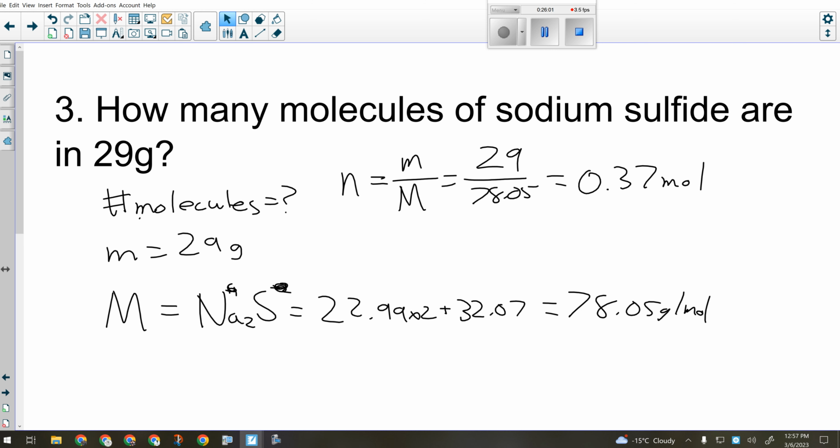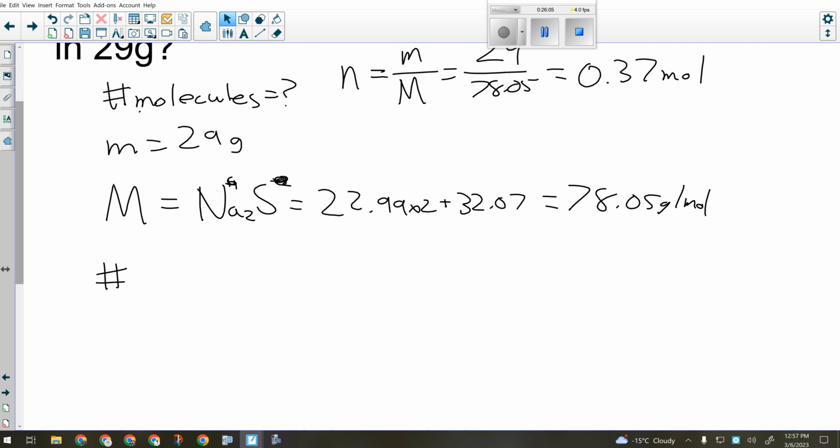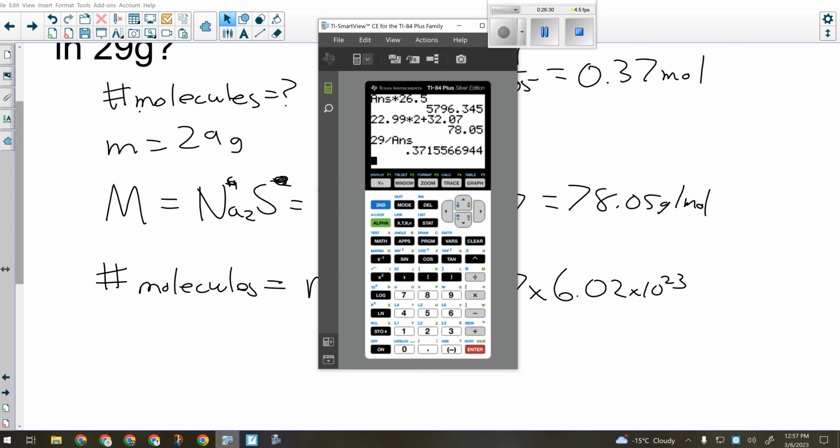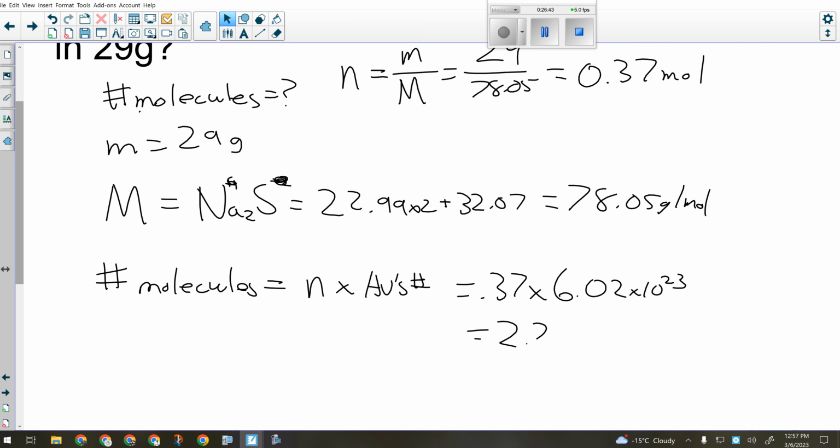Okay, and now that I know n, I can calculate the number of molecules, because I know the number of molecules in one mole, and I know the number of moles. So n times Avogadro's number will get me the number of molecules. So I take my 0.37 and I multiply it by 6.02 times 10 to the 23. So we are looking at 2.24 times 10 to the 23 molecules.